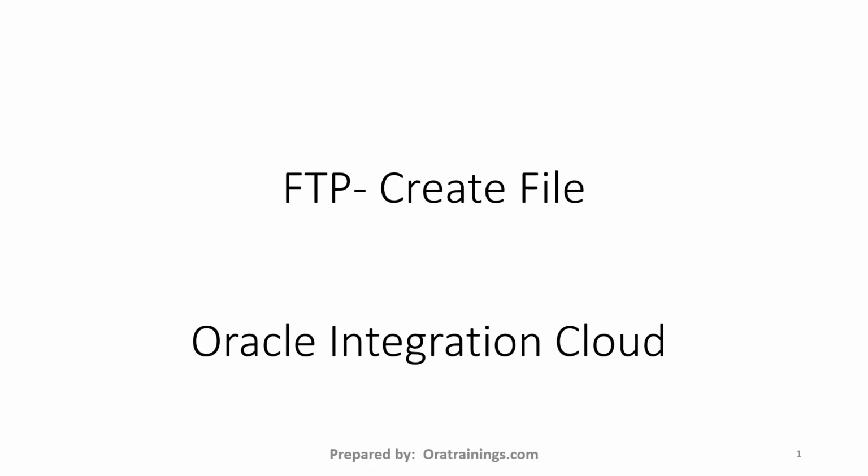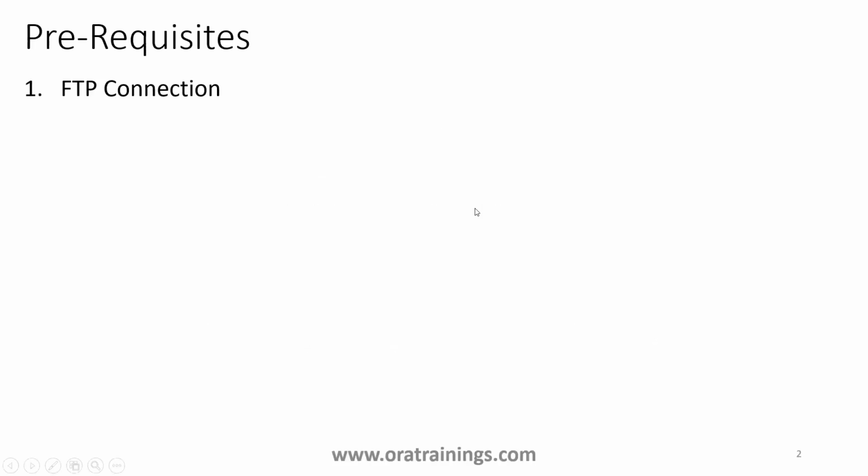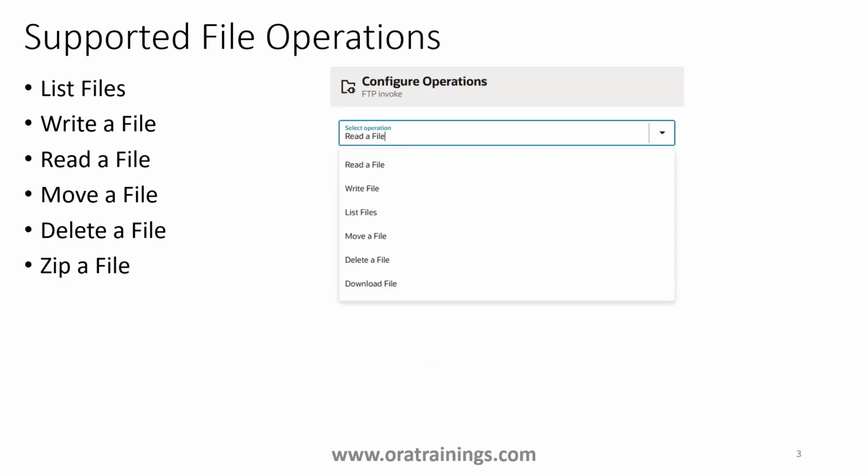In this session, we'll discuss how to create a file in FTP using Oracle Integration Cloud. Let's see the agenda. The prerequisite for this particular session is that you require an FTP connection. And when you are using an FTP adapter, these are the list of operations provided by Oracle Integration Cloud: listing a file, writing a file, reading, moving a file, deleting a file, and zipping a file, which is of course a different operation, but it's like an operation on the file.